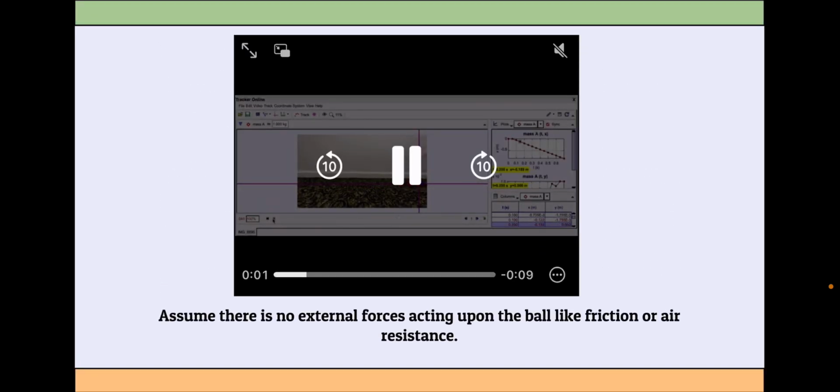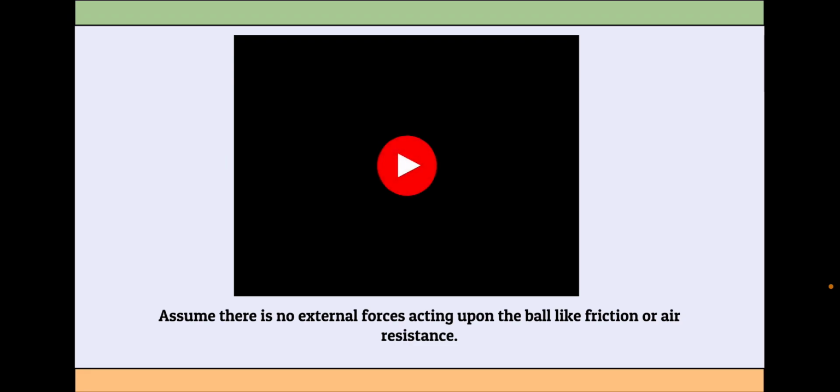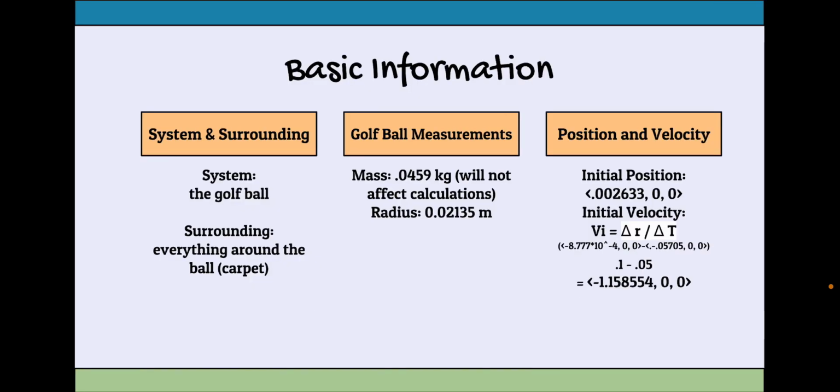This is my video using Tracker where you can see that the golf ball is moving across the carpet, and you can assume that there are no external forces acting upon the ball like friction or air resistance. So some basic information that we're going to be going over in this experiment is the system and surroundings. The system in this experiment is the golf ball, and the surroundings is everything around the ball, which is mainly the carpet since it is moving on the carpet.